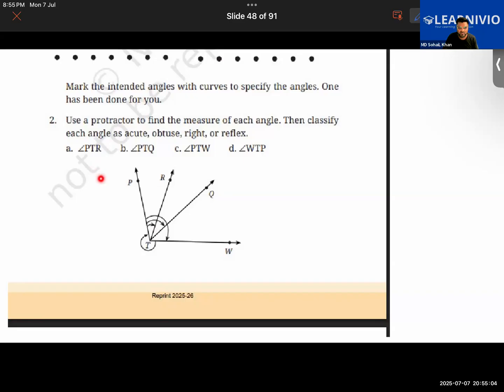Laksh, how will you be doing this question? I'll try to place the protractor on the screen. Okay, you're attending the class from a laptop. Okay, place it over there.